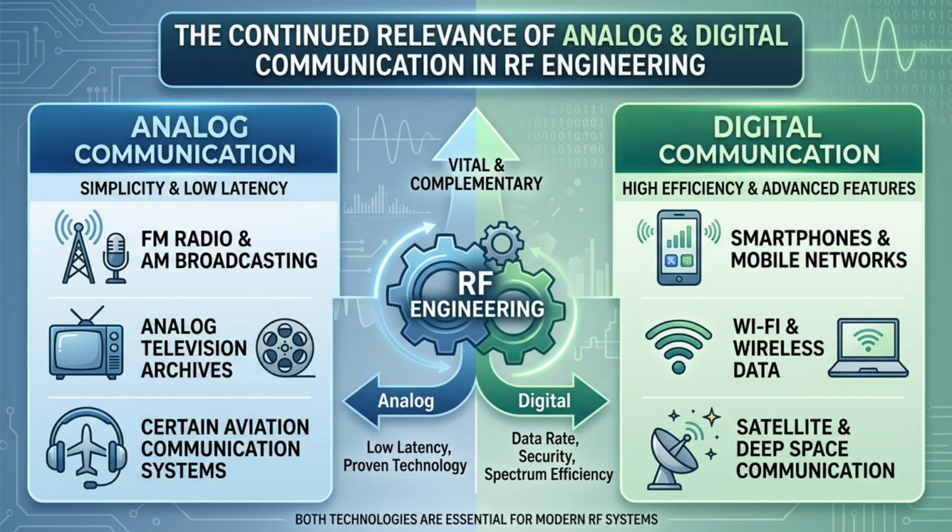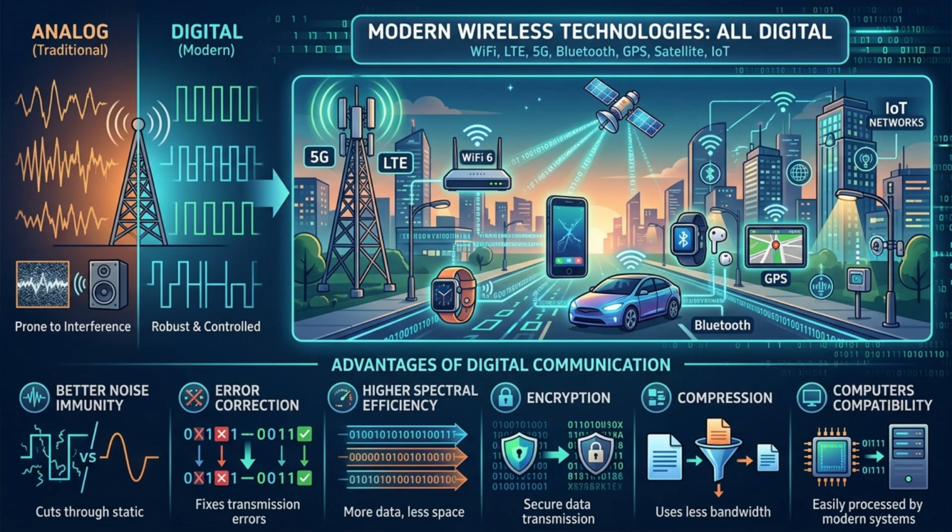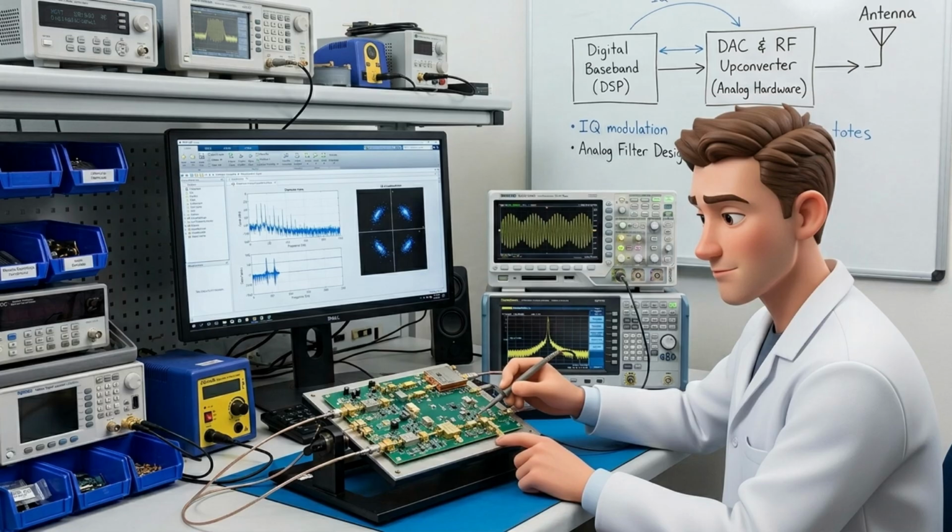Analog communication is still used in applications such as FM radio, AM broadcasting, analog television archives, and certain aviation communication systems due to its simplicity and low latency. However, nearly all modern wireless technologies, including Wi-Fi, LTE, 5G, Bluetooth, GPS, satellite communication, and IoT networks, use digital communication. Digital systems offer better noise immunity, error correction, higher spectral efficiency, encryption, compression, and compatibility with computer processing. For RF engineers, both domains are essential.